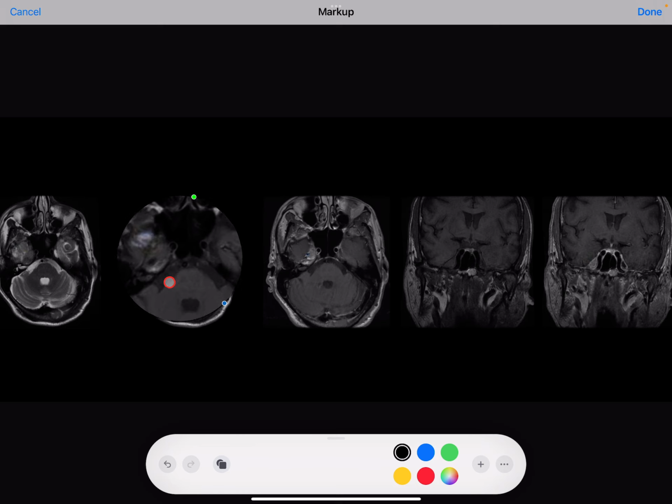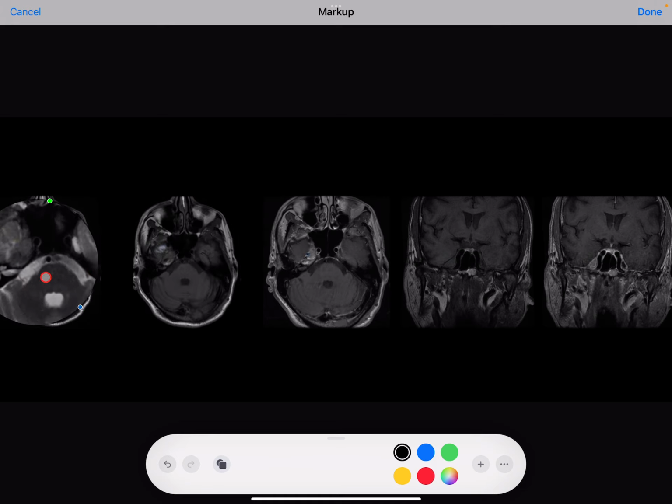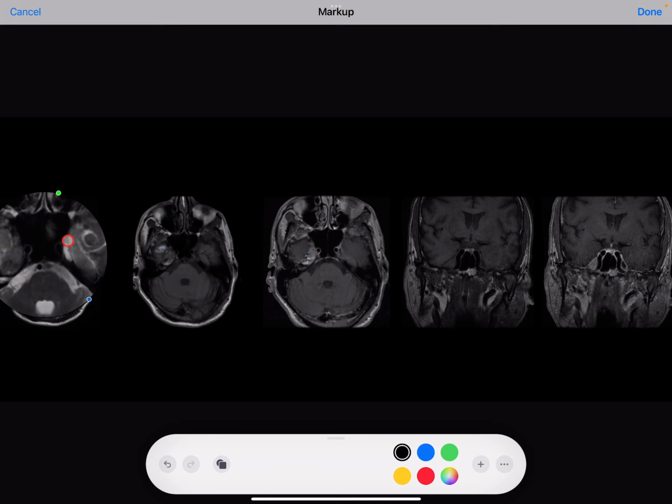And the take home point is to always search for Meckel's cave on the lateral aspect of the ICA as a CSF filled space structure. This is the CSF filled space structure, and here this one is the CSF filled space structure.